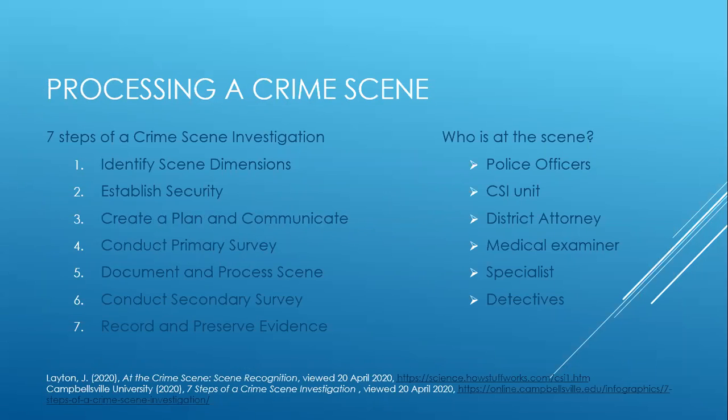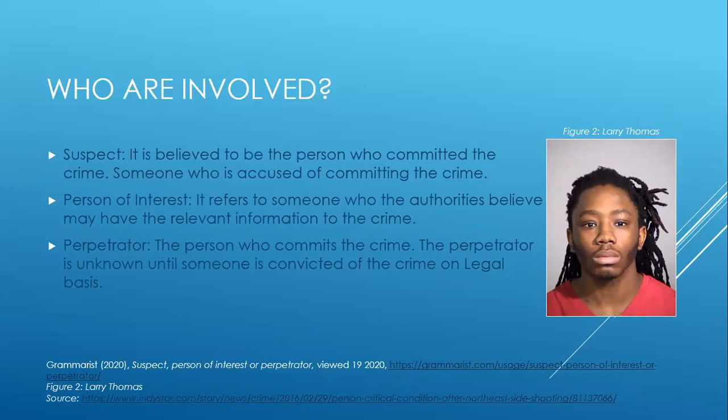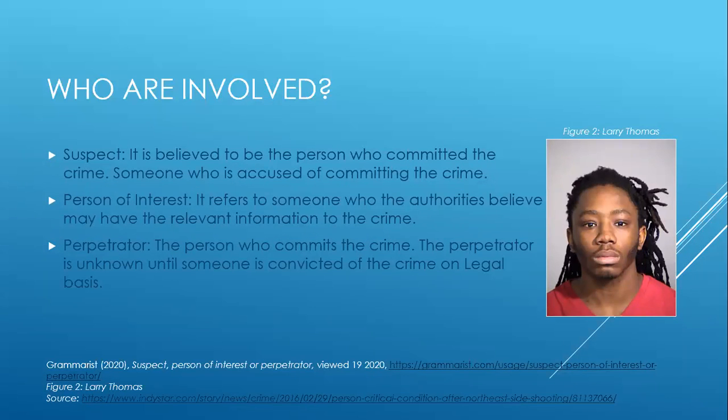In our case, in figure one, Rito Llamas-Juarez is shown, and Rito is called the victim here. In figure two, Larry Thomas was shown, and Thomas was considered to be the person of interest after gathering all the evidence. The authorities tagged him as the suspect, which led to his apprehension. He was called the perpetrator after the announcement of the sentence.